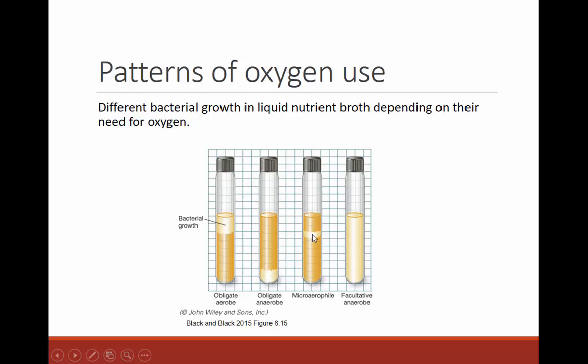A microaerophile can put up with a little bit of oxygen, so it would be growing just a little bit further down, away from the oxygen, but not right down the bottom. And a facultative anaerobe, it will be growing everywhere because it can grow anaerobically, it can grow with a little bit of oxygen, and it can grow with a lot of oxygen. So just looking at the growth profile in a tube, with no disturbance, you can actually tell what their oxygen requirements are.